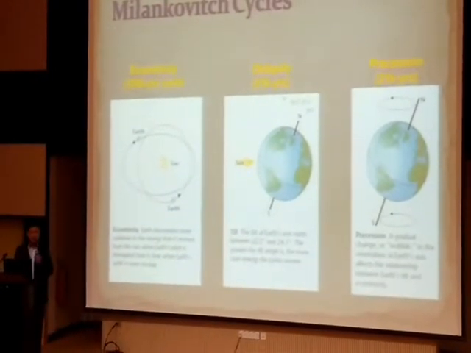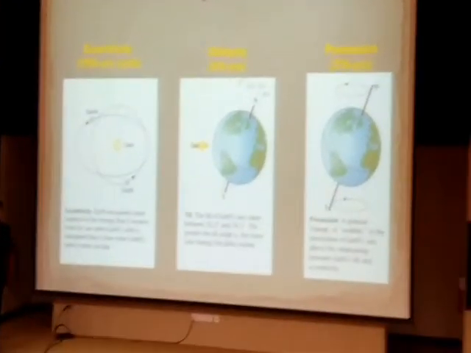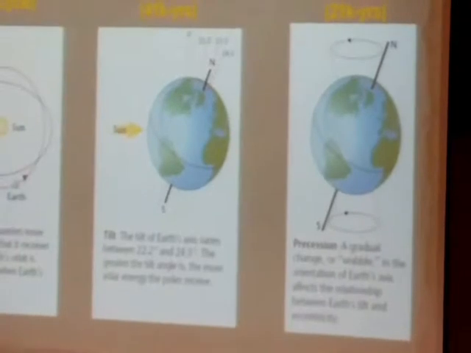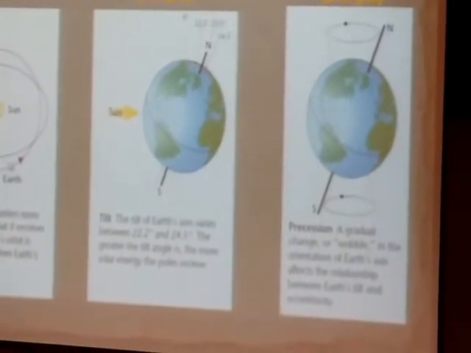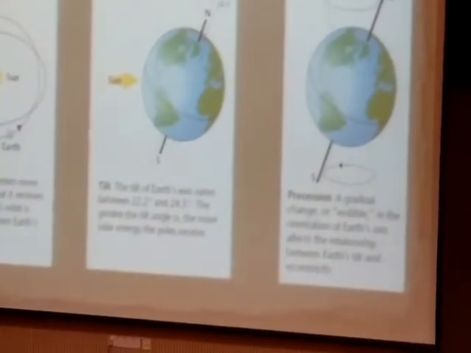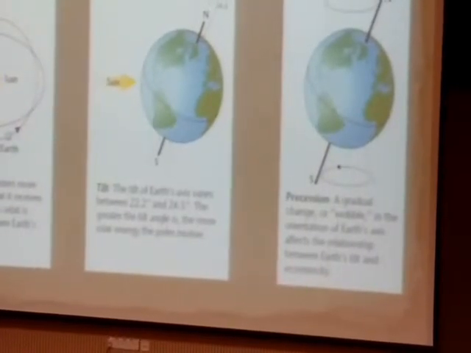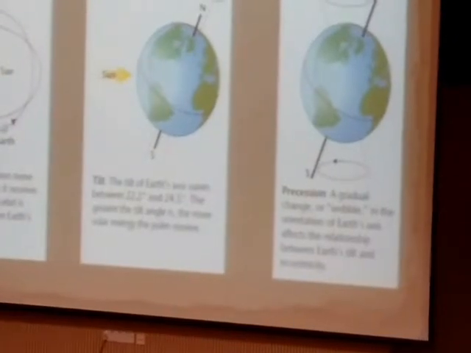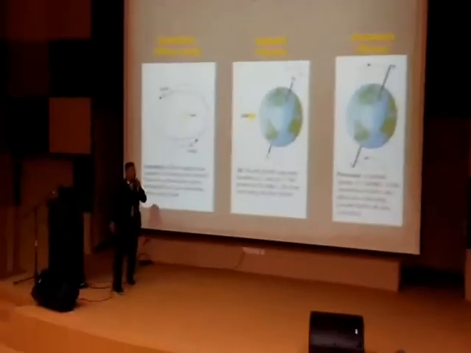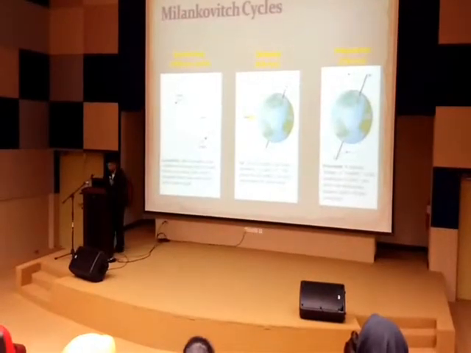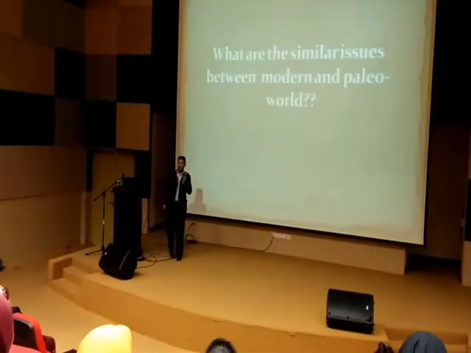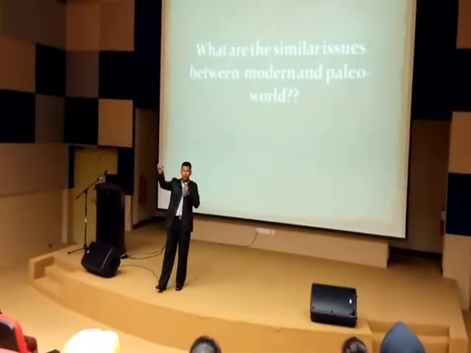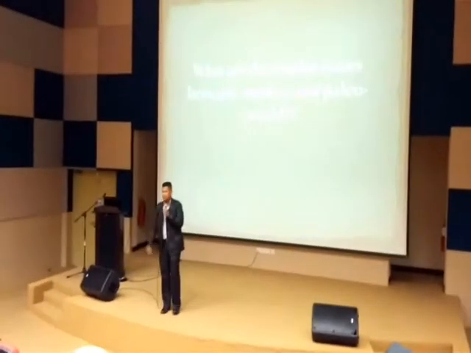And then the precession. You can imagine a spinning top when it is almost stopping. How is the condition of the top when it spins and is about to stop? This is like precession. Okay, any idea? Yes, changes of the temperature because of what?